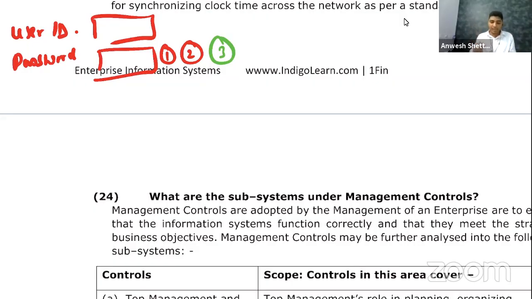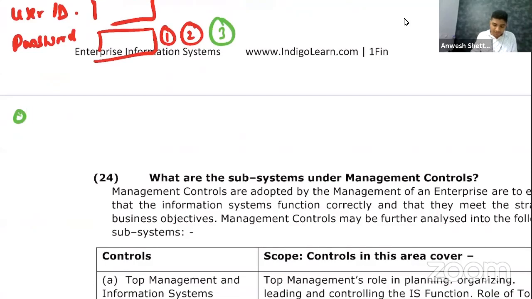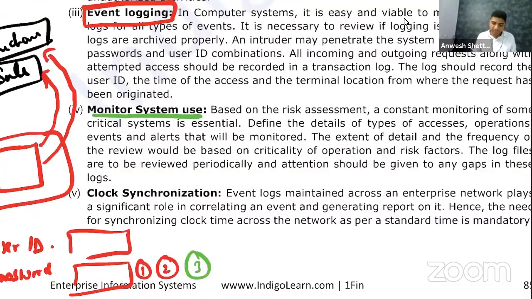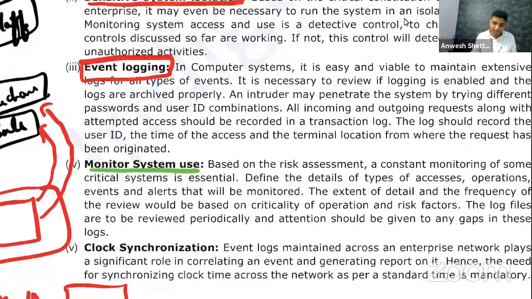Then normally what happens, if you actually do it in the bank, is they will suddenly ask you for an OTP, because they will say we have observed certain suspicious activity, so confirm that you are the same person by putting in the OTP. That can happen when you do event logging.